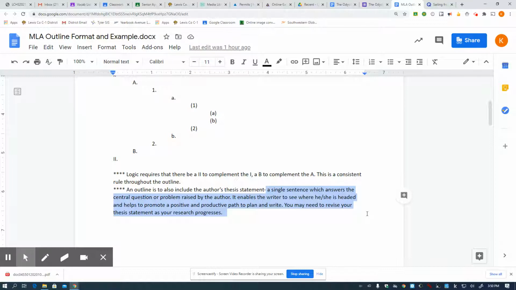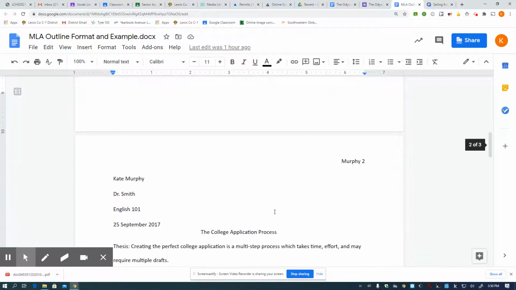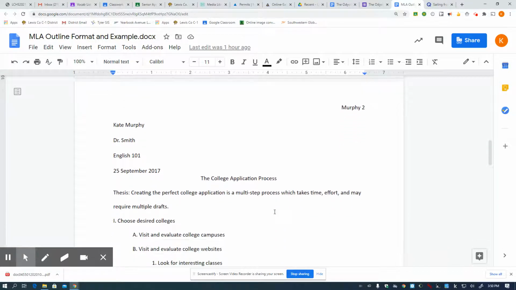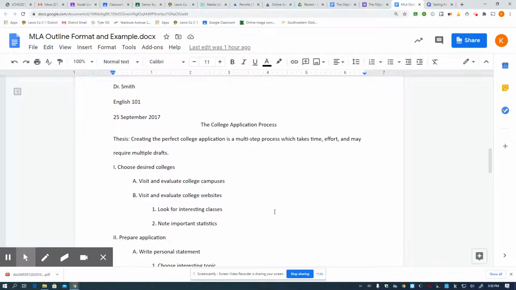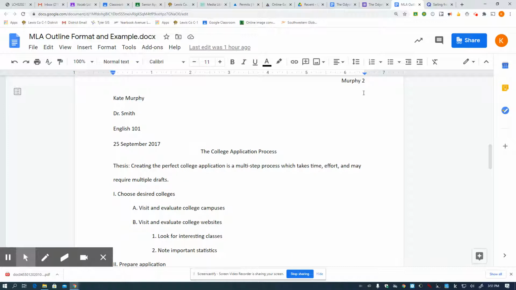Remember, we have talked about frequently, you may need to revise your thesis statement as you continue in your research. It may take you a different path, and so your outline needs to be tweaked, therefore your thesis needs to be tweaked as well. Not uncommon, completely doable and common practice. So here is a sample outline.